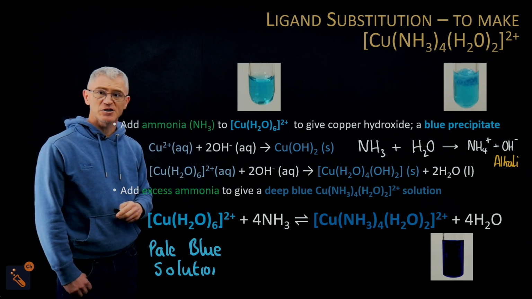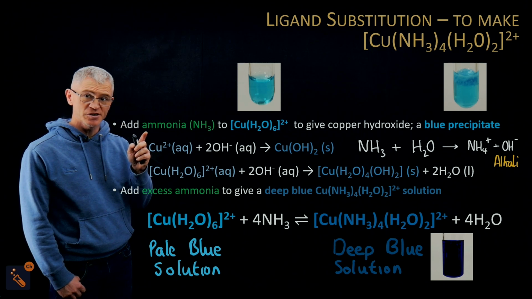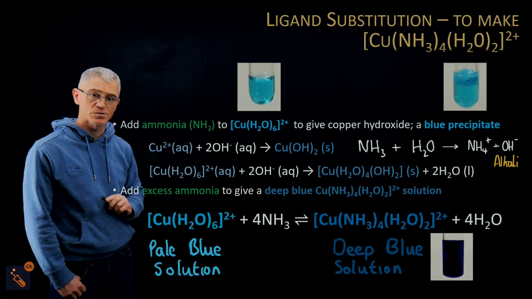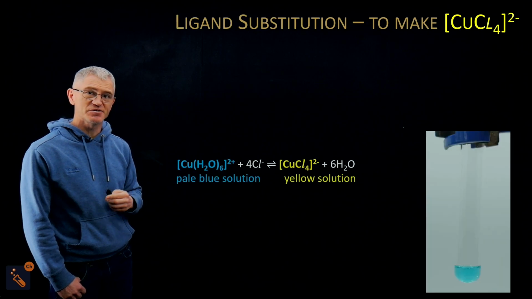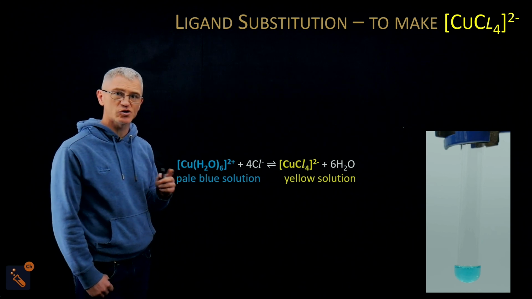Okay, so pale blue to deep blue. There's a difference between a little bit of ammonia and a lot, and make sure you know both. The next one we're going to do is ligand substitution to make CuCl4, so copper chloride.